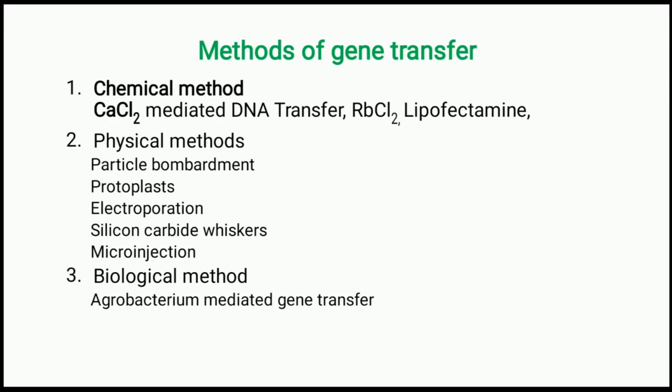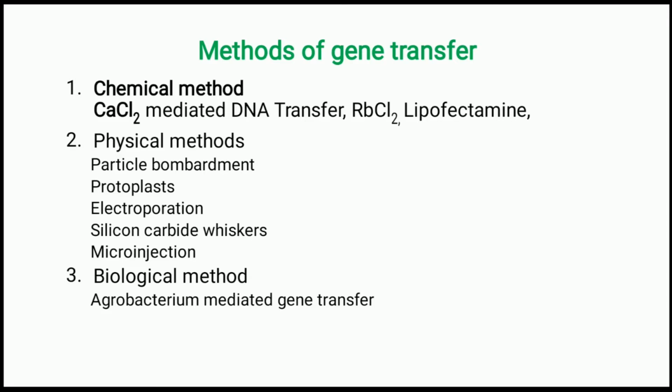In chemical method, chemicals such as calcium chloride or rubidium chloride treat the cells, enabling them to take in the foreign DNA inside. Such kinds of cells are called competent cells. In addition, lipofectamine, which can produce a phospholipid bilayer like structure that can adhere to external DNA molecules and interact with the plasma membrane, is capable of inserting the foreign DNA.